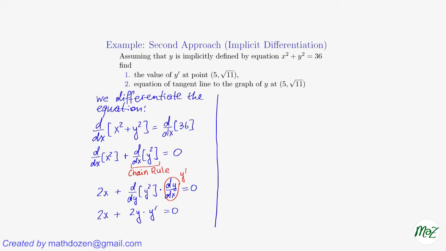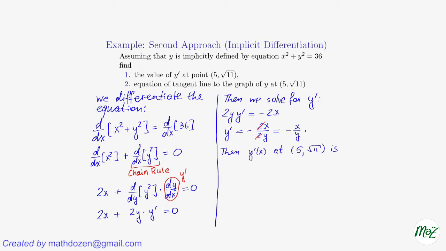Once we're done with differentiating the equation, we solve it for y prime. So we move 2x to the other side to get y prime times 2y is equal to negative 2x. Then we divide both sides by 2y to arrive at y prime is equal to negative 2x divided by 2y. And since 2 can be cancelled here and there, we get negative x over y. That's our expression for y prime using implicit derivative.